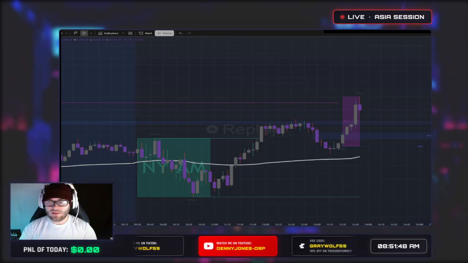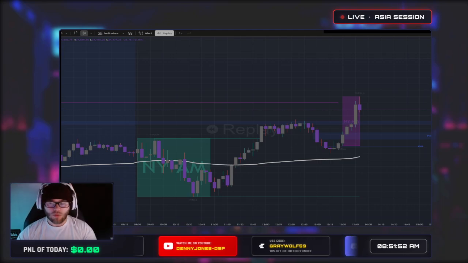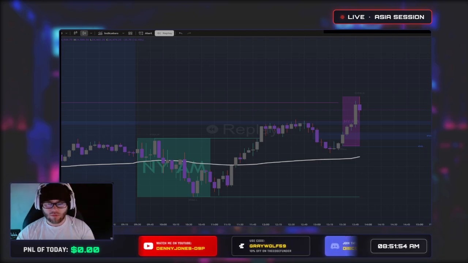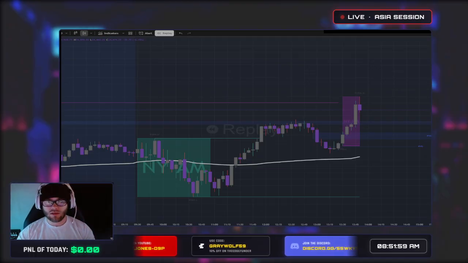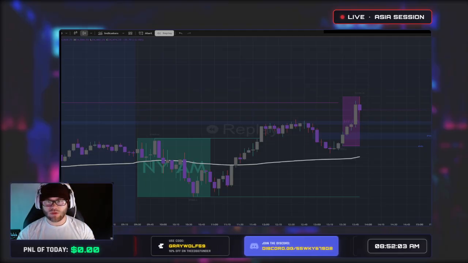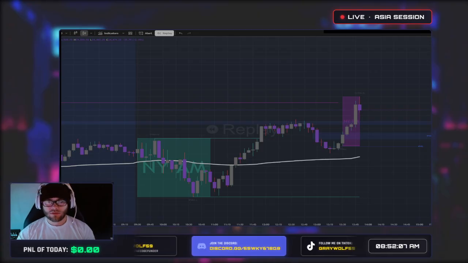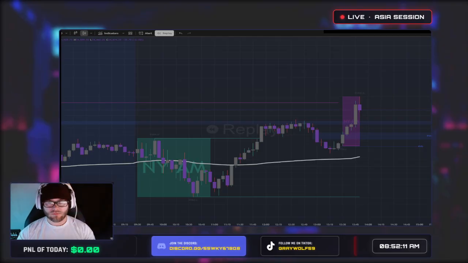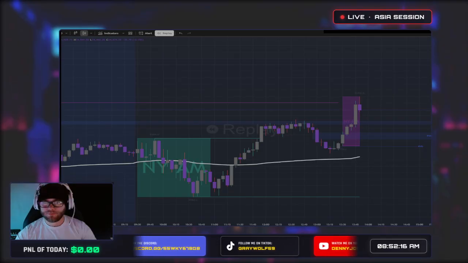An inefficiency is simply when price moves too fast for orders to get filled evenly. When that happens, the algorithm leaves behind empty space, that gap between wicks, which is your imbalance, okay? In other words, the market was in a hurry and forgot to pick up its food. All right, as you can see, IFVG.